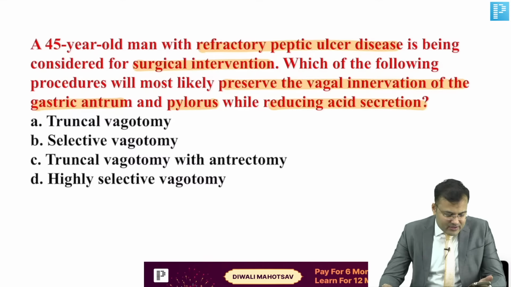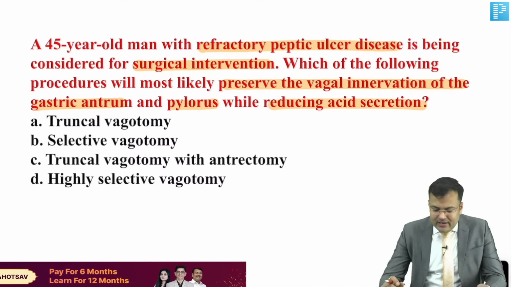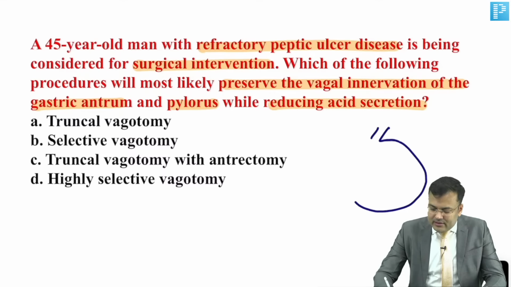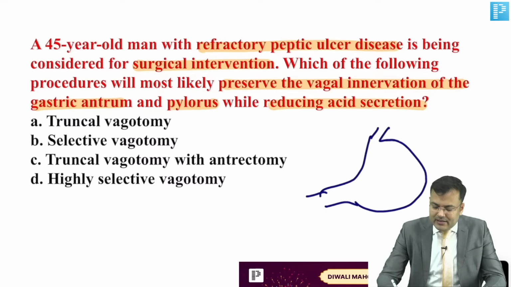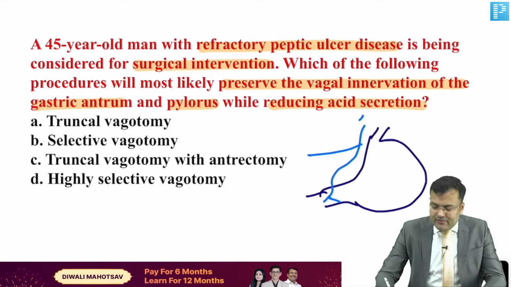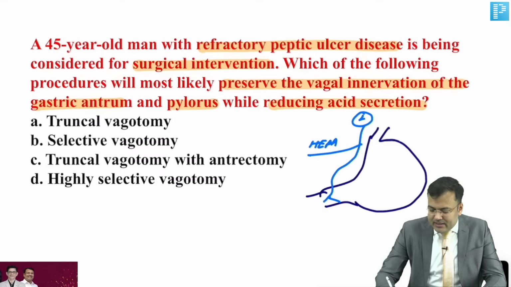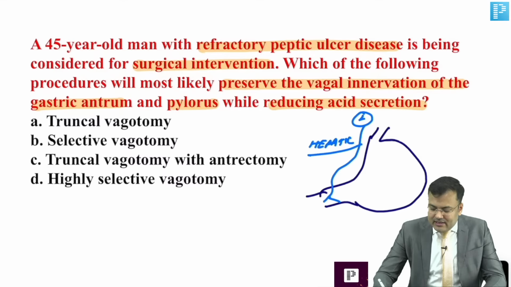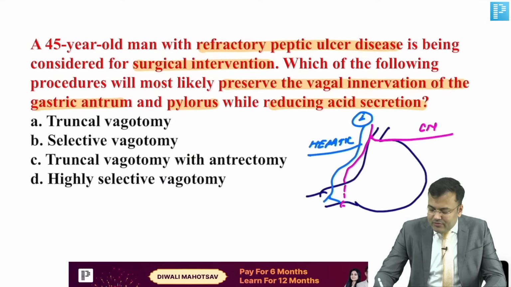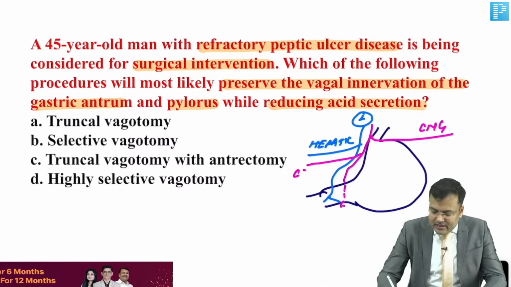Yes, very good. So guys, see here, it's very easy to understand. This is the stomach and you can see the vagus nerve. This is the left vagus, which is anterior. What is the first branch? The first branch is the hepatic branch. This is the right vagus, which is posterior. The first branch is CNG, the criminal nerve of Grassi.